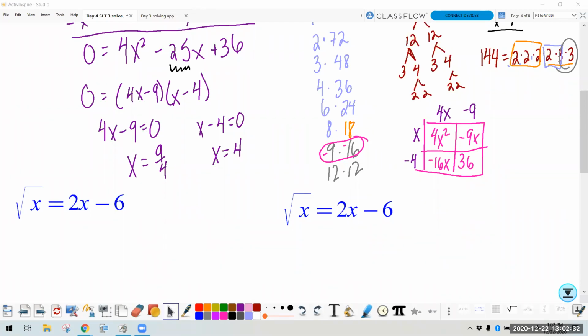Okay, so step 4 is check. We have to check our solutions because the square root of x does not have a domain of all real numbers. One of these answers might be extraneous.